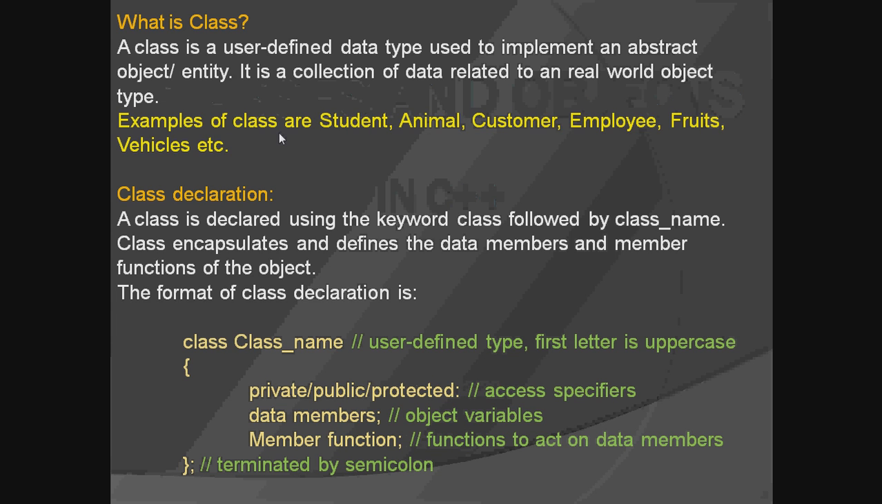So what is a class? A class is a user-defined data type. It is used to implement an abstract object or an entity, right? So we have different types of data types, and class also comes under that category. So it's a user-defined data type.